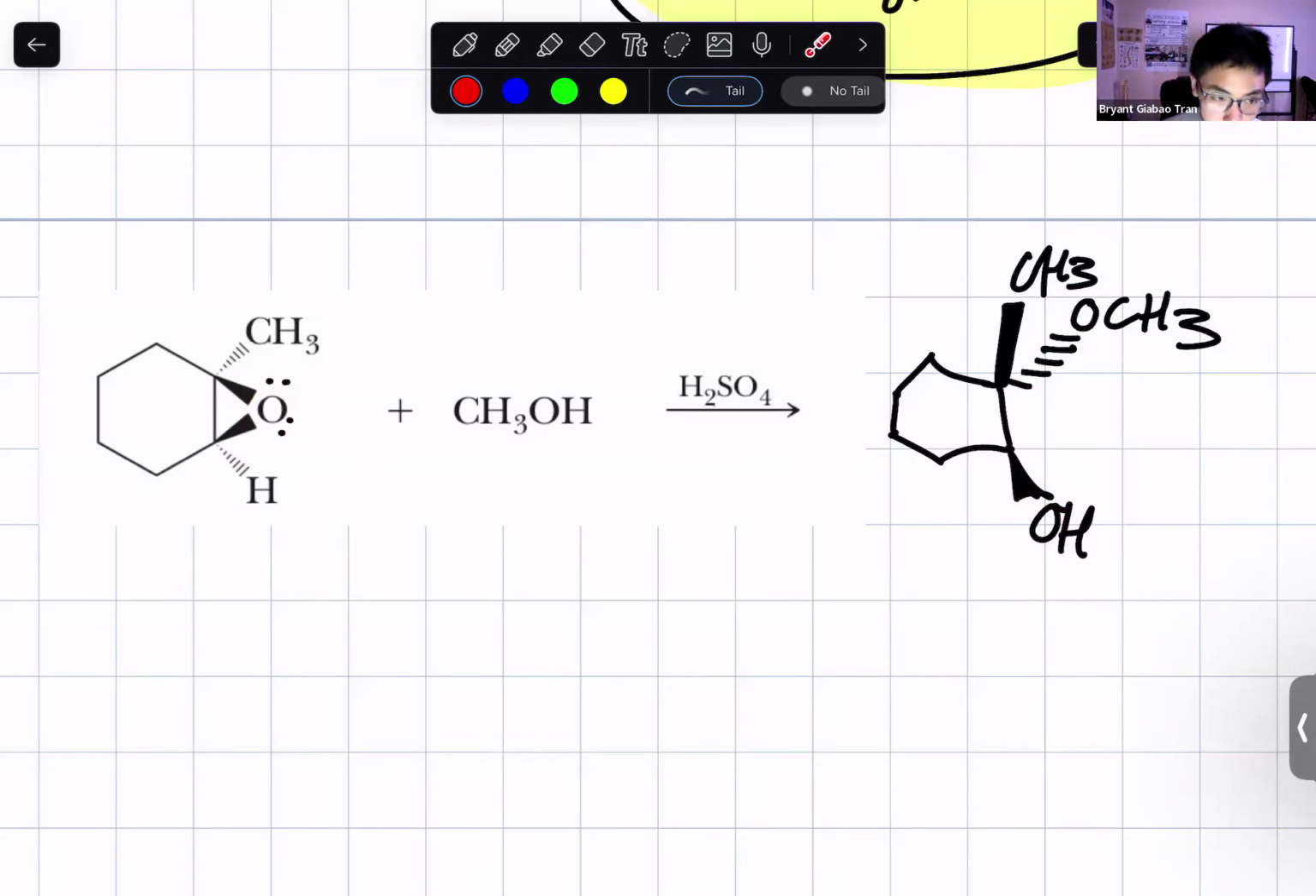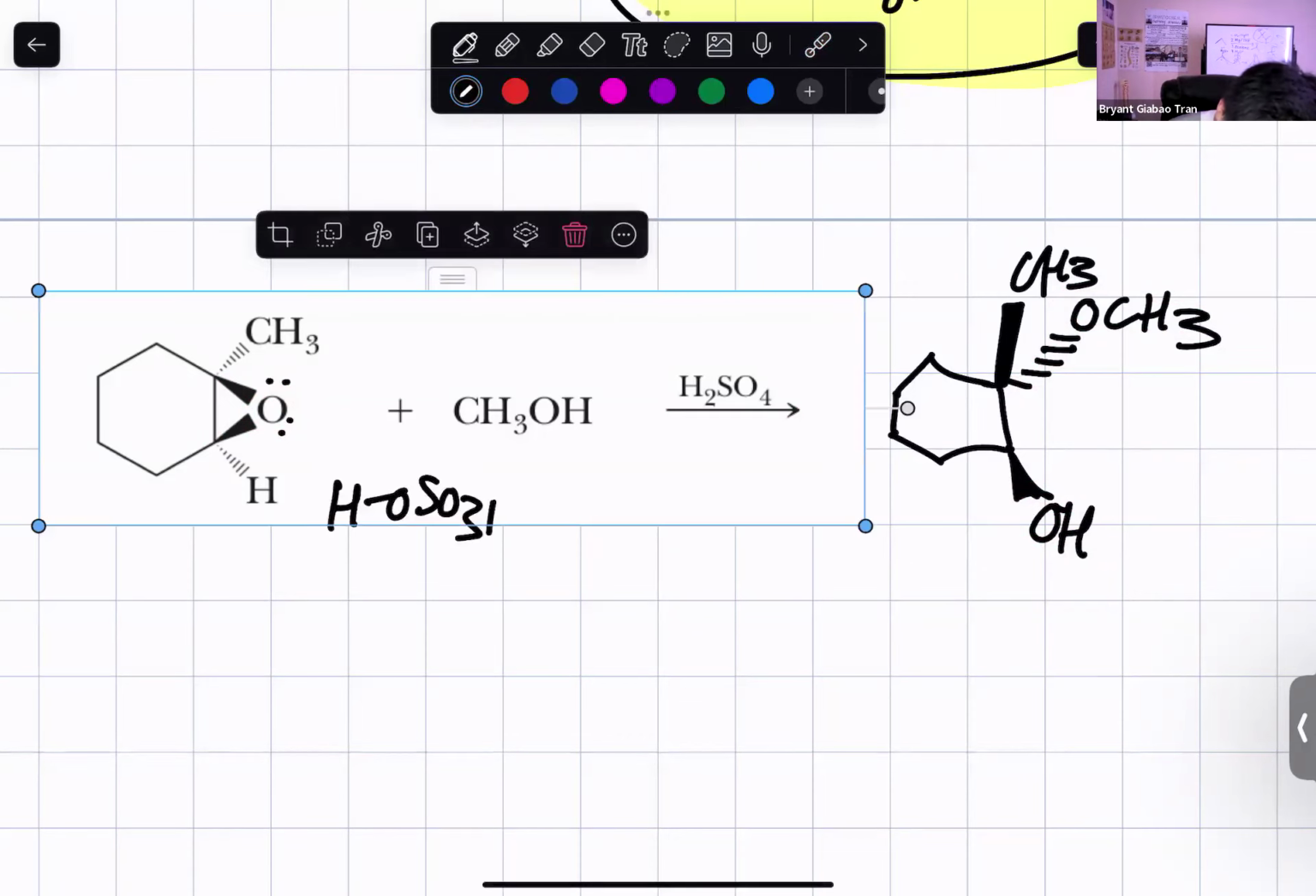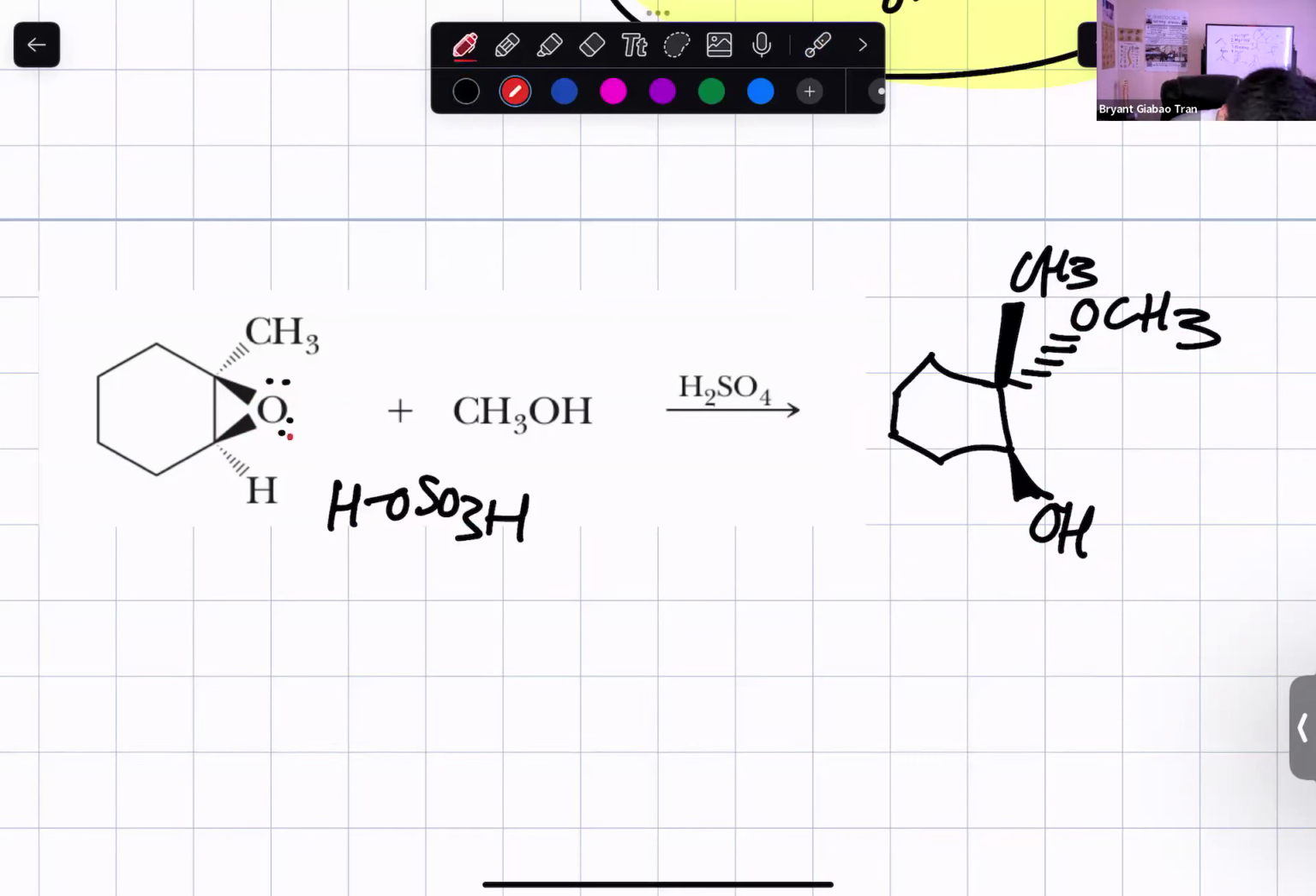But to do the mechanism, we have a strong acid here. So that strong acid would protonate the epoxide oxygen. It would protonate this epoxide oxygen here, giving that oxygen a positive charge.